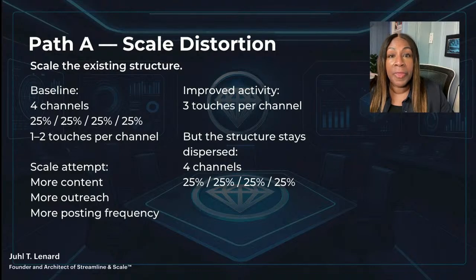But even with the improved activity, now you're only up to 3 touches per channel. But the structure stays dispersed against 4 channels, right? So you did all that extra work, but you're still not at the 6 to 7 touches per prospect that you need to hit your revenue target.